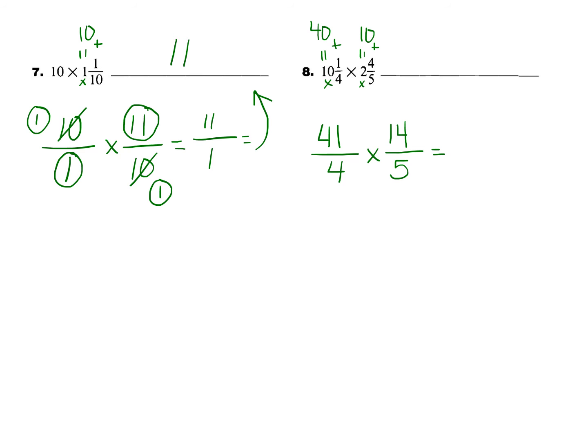I can reduce before I multiply. 4 divided by 2 equals 2. 14 divided by 2 equals 7. There's no other way to reduce, so I have to multiply. 41 times 7.